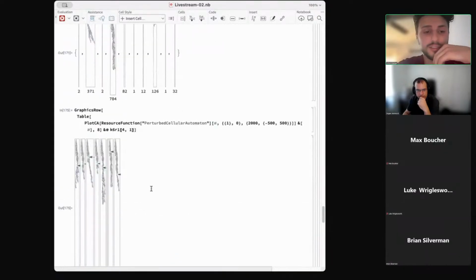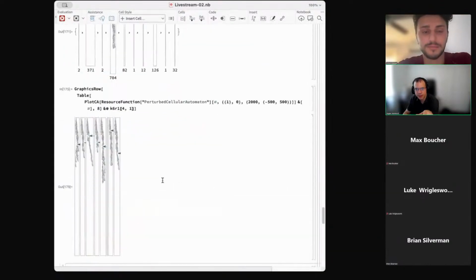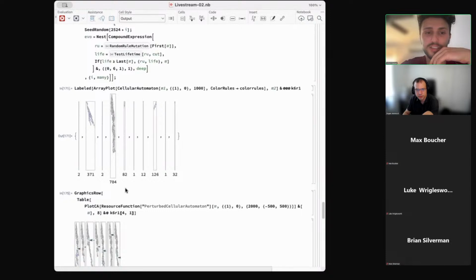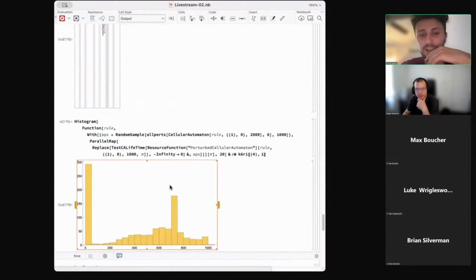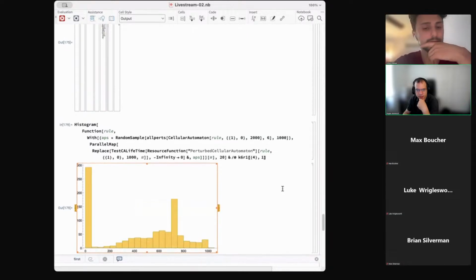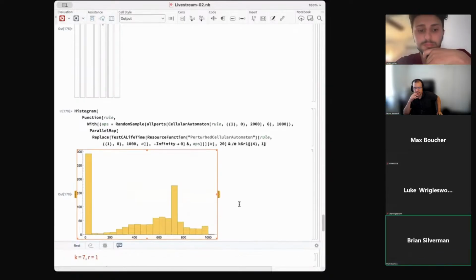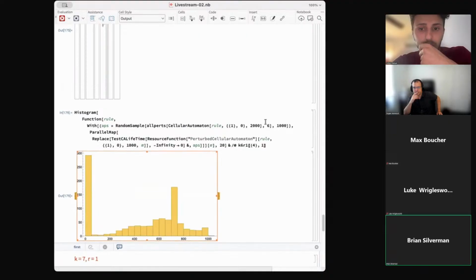Wait, what does this plot mean? Okay, so this is just 1,000 random perturbations to this rule up here, and these are the resulting lifetimes. So there's a peak at 700, the original lifetime length. And then there are a lot of them wider out. Why did you make everything that blows up go on the left rather than on the right? Yeah, I can change it easily now.